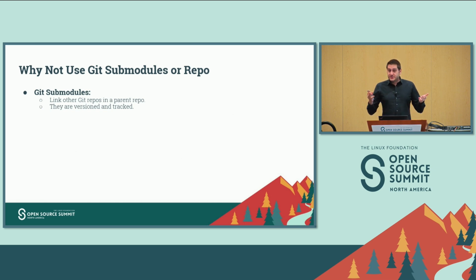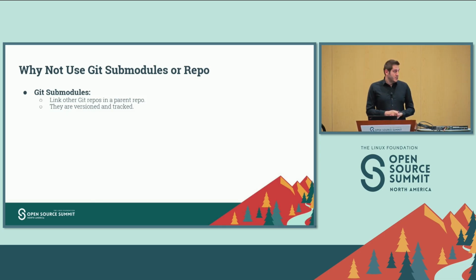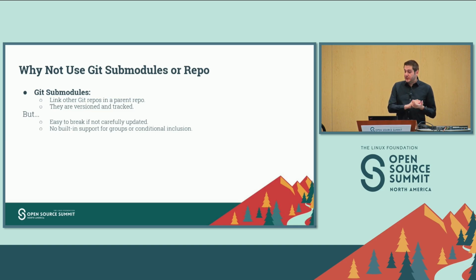So why not just use existing tools for this? They have existed for a long time, like submodules or repo. Firstly, if we use Git submodules, the idea has many advantages. We can link other Git repositories from the parent repo. We also have versions, so we can keep track of what we need. But at the same time, it is easy to break if we do not work with it carefully. And there's no built-in support for grouping, conditional inclusion, or advanced dependencies between the different repositories.